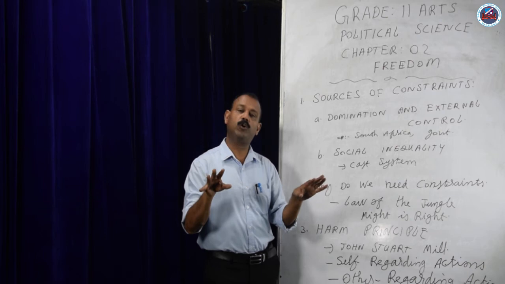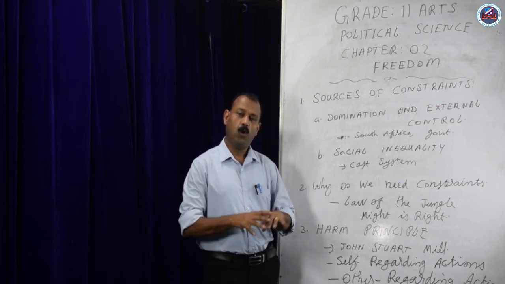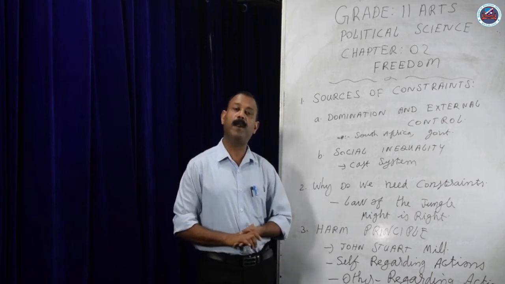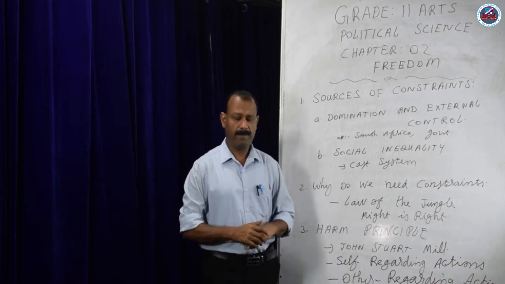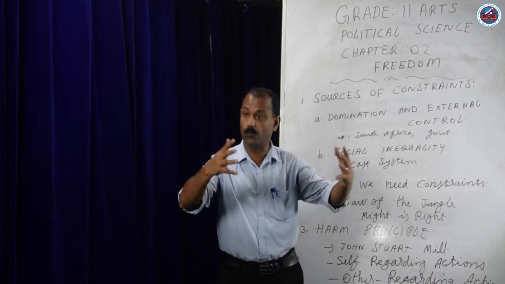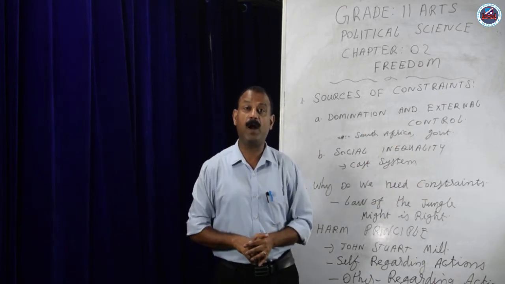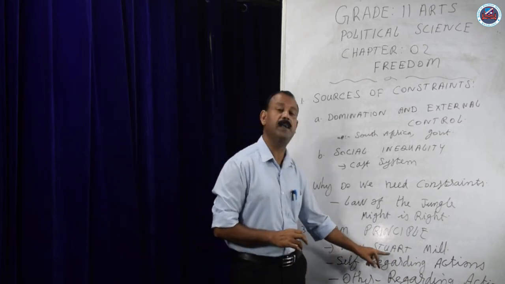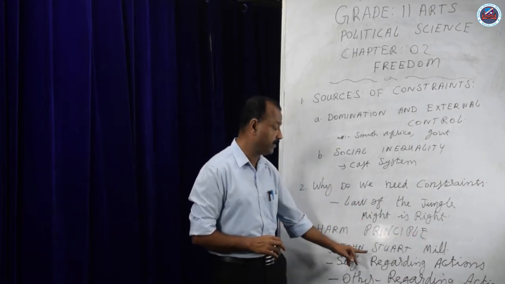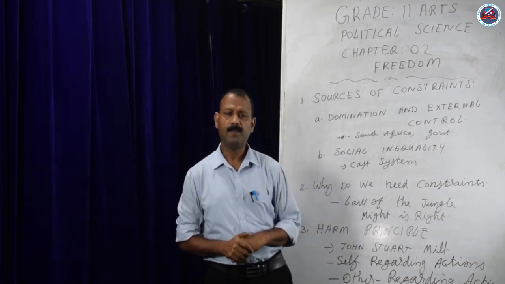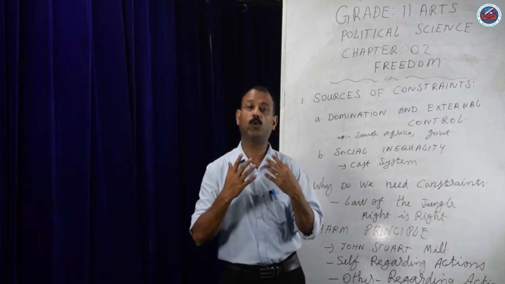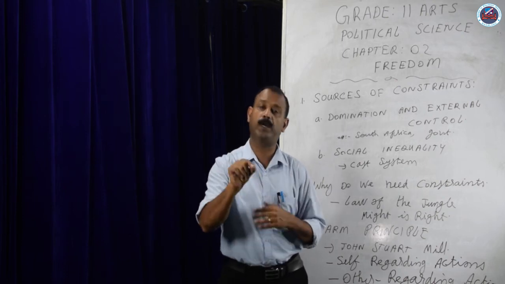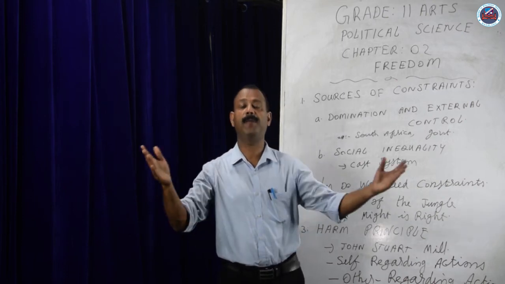According to John Stuart Mill, all the actions of human beings can be divided into two types. Means whatever actions that me and you, we are all doing, it can be divided into two types. The first one is called self-regarding action. Self-regarding actions are those actions that we do which will affect only the doer. It will not affect others.